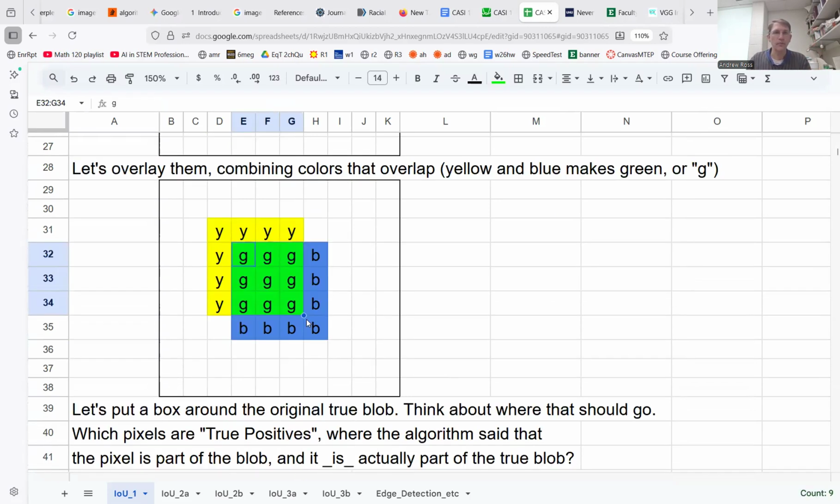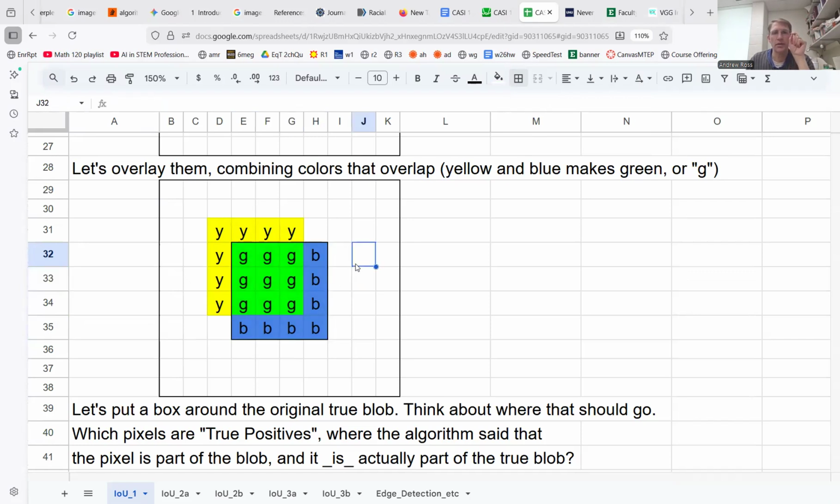So let's start by putting a box around the original true blob. Think about where that should go. I'm going to highlight it here. So it's this original 4 by 4 box. And we're going to do that border there. So that's our original true blob.